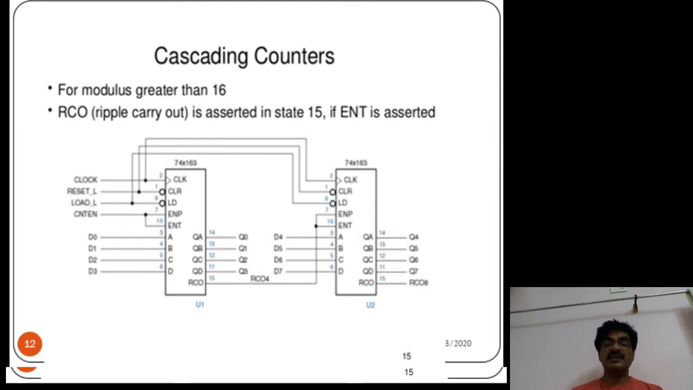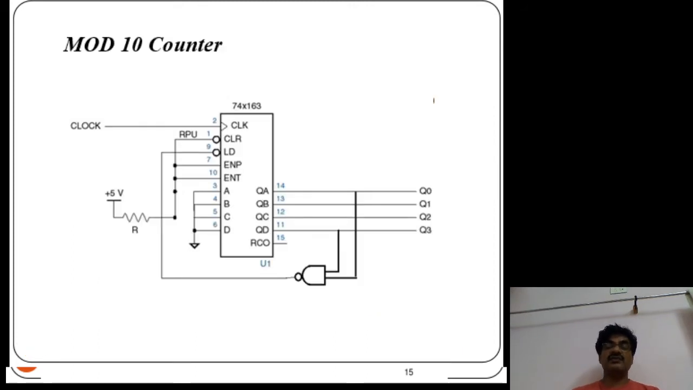Now let us see how to design different mod counters using this 74163. Here is a design for the mod 10 counter. What is mod 10? Mod 10 means it shows 10 states. By default, the 10 states are 0 to 9. When the counter enters the 9th state, it automatically goes to the 0 state. That is the mod 10 counter.